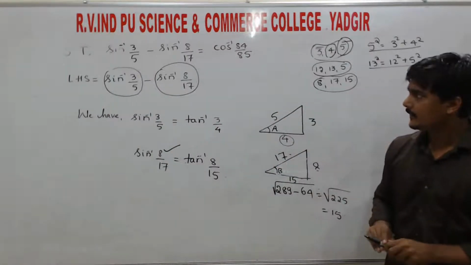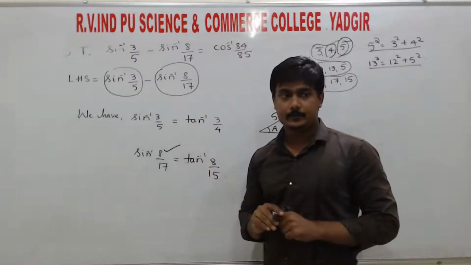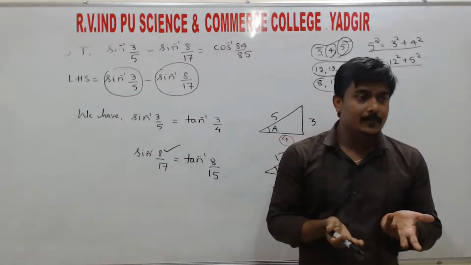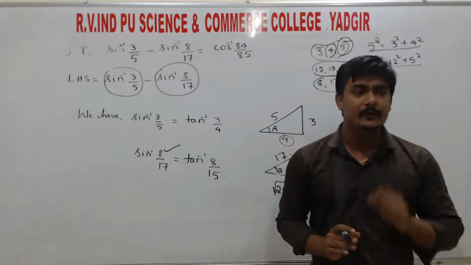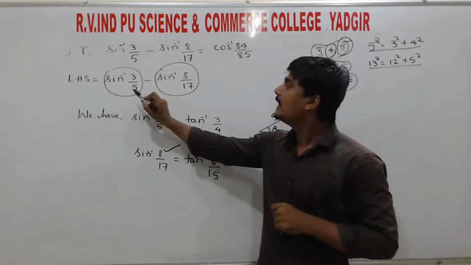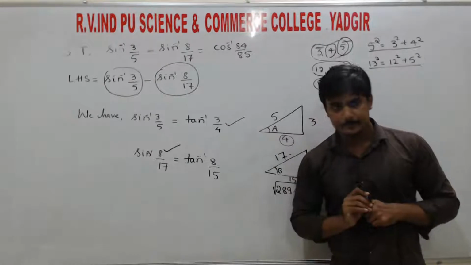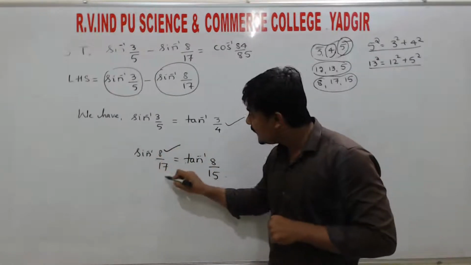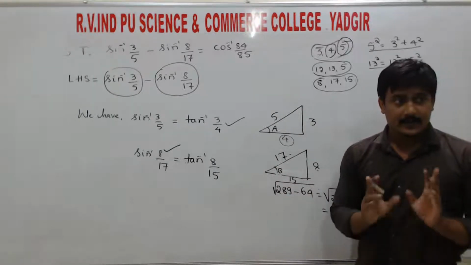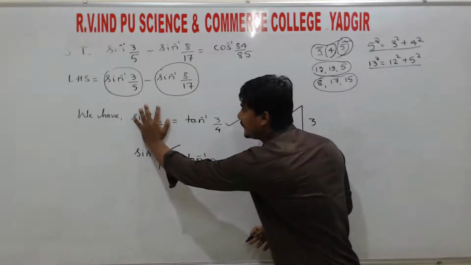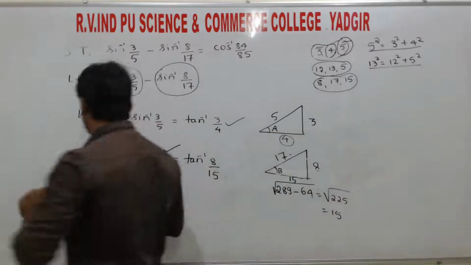Keenly observe, dear students. We are asked to prove this particular result, so I have taken the left hand side. I do not directly remember the sin inverse x minus sin inverse y formula, but I remember the tan inverse x minus tan inverse y formula. For that, I have expressed sin inverse 3 by 5 in terms of tan inverse, and sin inverse 8 by 17 in terms of tan inverse. Is that clear? And already I have explained how to express one inverse trigonometric function in terms of another inverse trigonometric function.